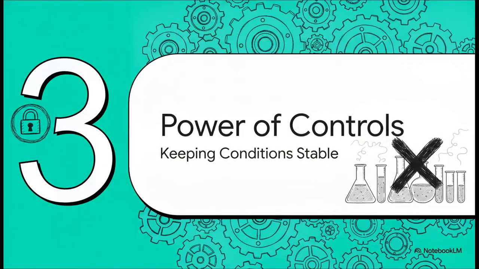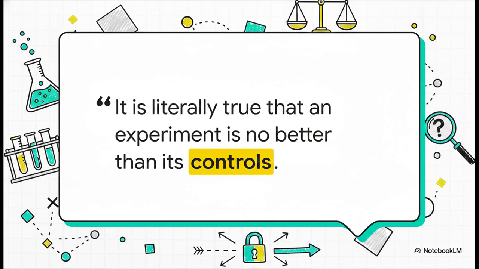Which brings us to Section 3, the power of controls, and keeping those conditions perfectly stable. Take a second to really soak in this powerful quote. It is literally true that an experiment is no better than its controls. Honestly, if unknown factors are shifting around in the background while you're trying to test your independent variable, it completely ruins the study. Spotting those hidden defects in an experiment's controls is a true mark of scientific sophistication. It's how you cut through the noise, whether you're reading a dense journal article or just watching some flashy scientific claim on a TV commercial.